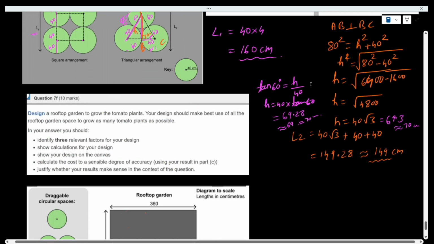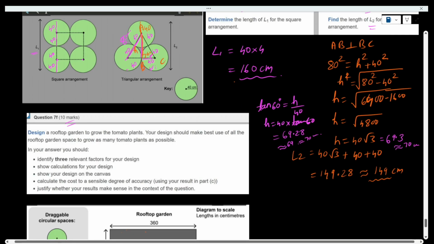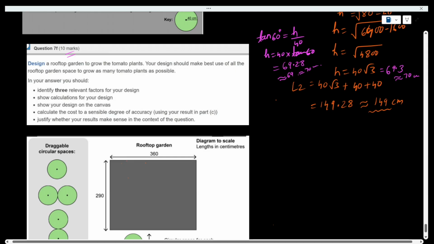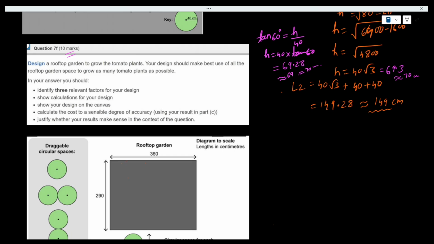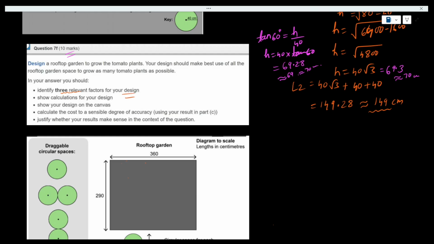Now after that, what is given here? Design a rooftop, because here now the F part is having your 10 marks, right? Now what are the possible designs? You can do it here, square arrangement or the triangular arrangement. What is given here? Design a rooftop garden to grow the tomato plants. Your design should make best use of all the rooftop garden space to grow as many tomato plants as possible. Then your answer should have three relevant factors. Based on that, you are going to design.